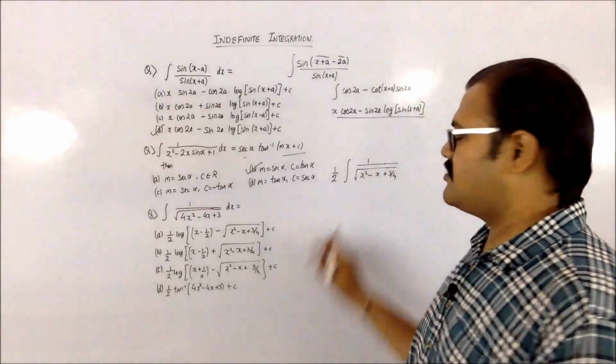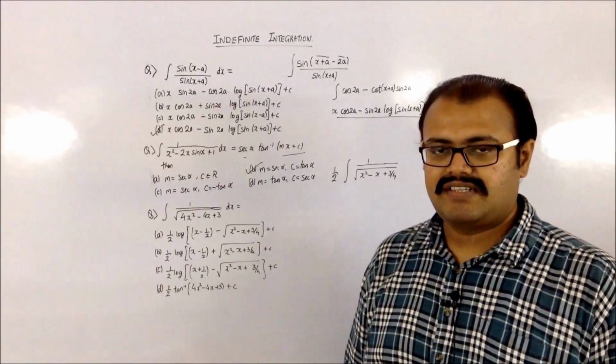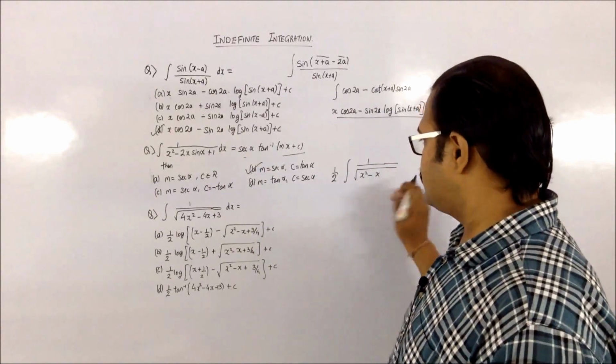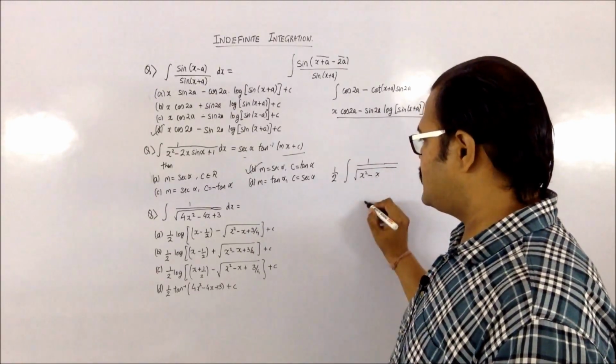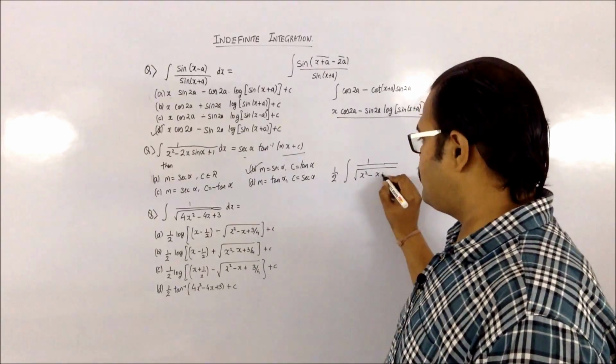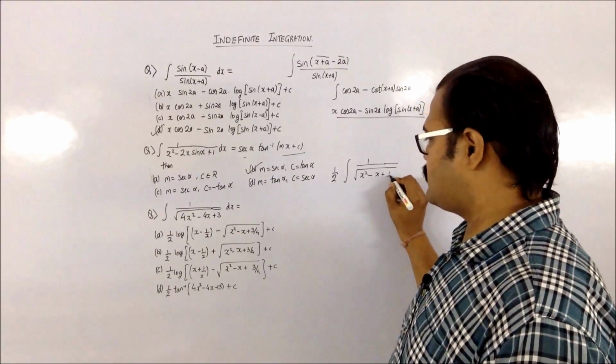Now what you have to do is make this a perfect square. While making the perfect square, what you have to keep in mind is the coefficient of x. In this case it is 1. So it's going to be plus 1 by 2 square.